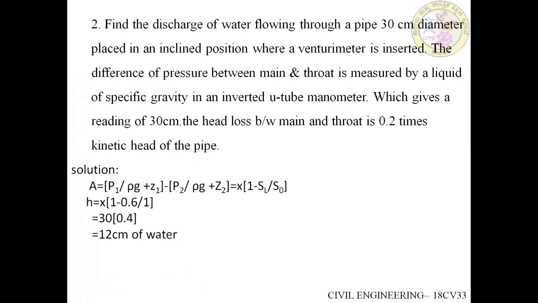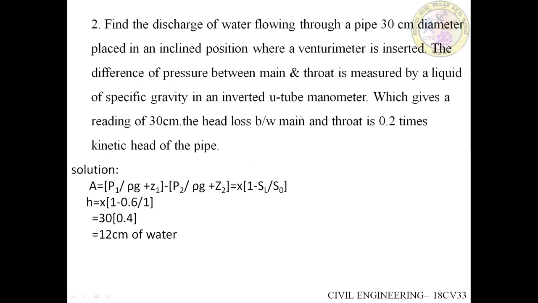See, here also in this problem we need to determine the discharge, where they have given the pipe diameter, and also mentioned it is an inclined venturimeter. Since the pipe diameter is given, the throat diameter we can take as half the diameter of the pipe. They have also given the X value, that is, the differential U-tube manometer reading of 30 centimeter. And since it is an inclined venturimeter, we have to refer to case 3 and case 4 as I discussed in the last session.